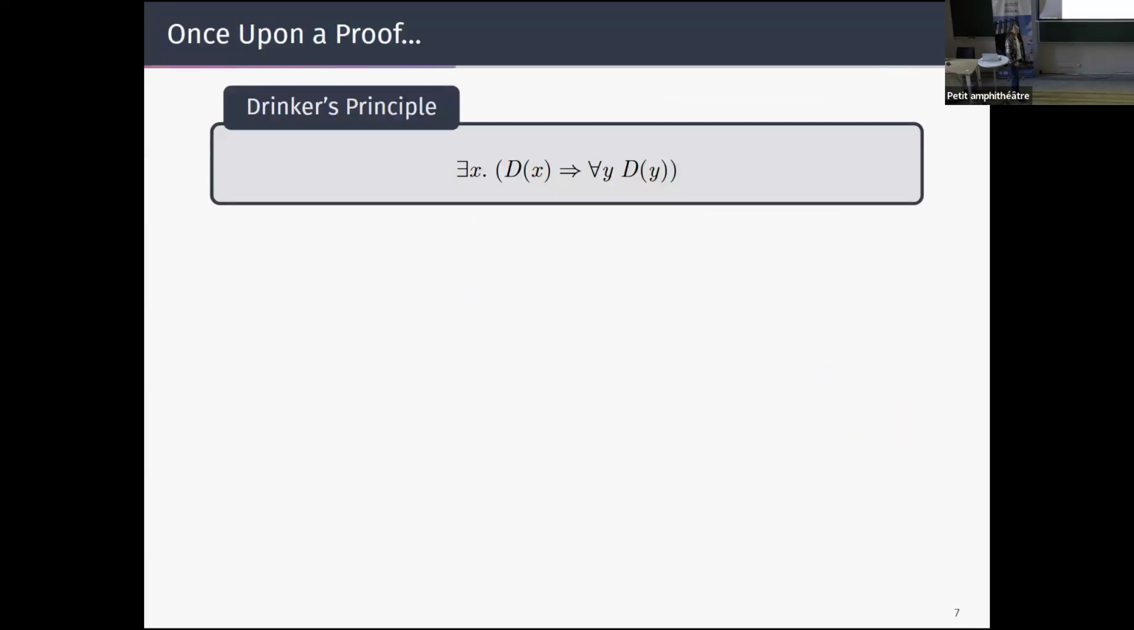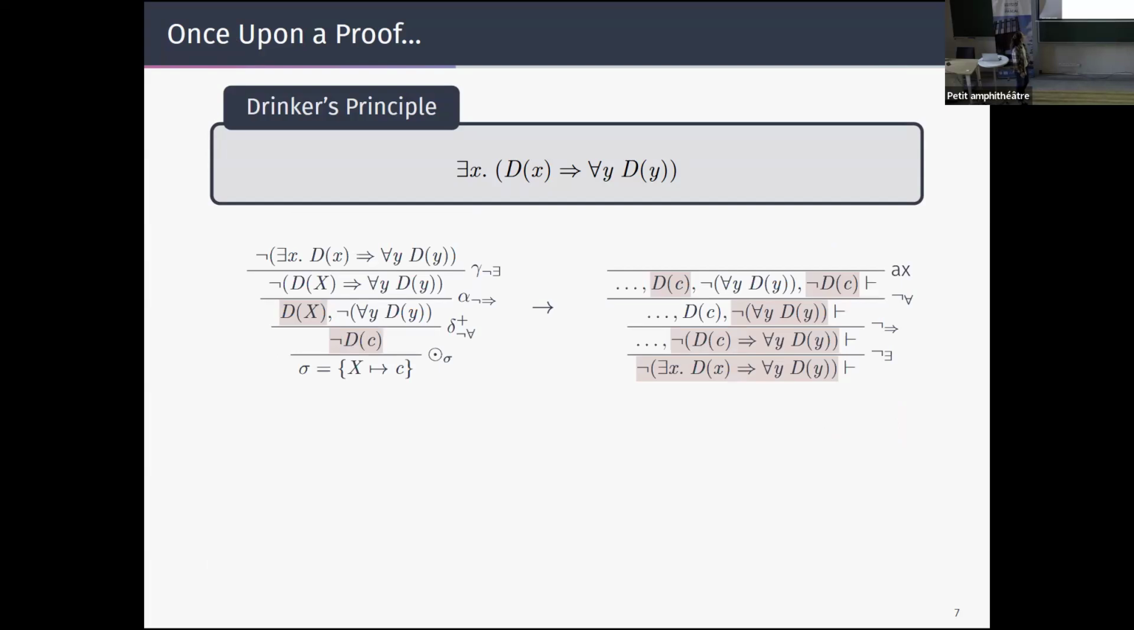So we did the translation in Rocq in like 5 days, I believe. So it was quite fast. And after that, we decided to test it, to see whether it works. And we met this formula: exists x, such that D of x implies for all y, D of y. And it looks quite nice.